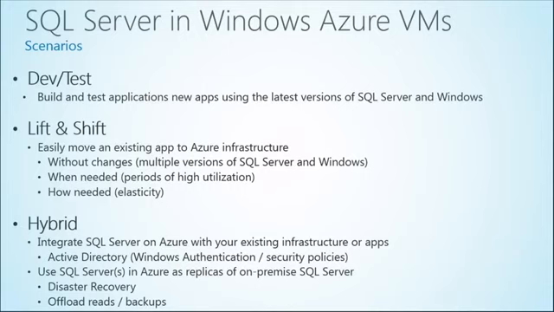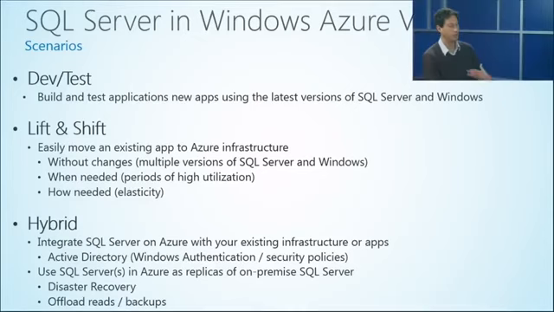Lift and shift. Customers want to move an existing application to Azure. They can do this without any changes. They can simply move the database to SQL Server in Windows Azure and continue running. Again, we support multiple versions of SQL and Windows, so whatever version you are using on-premise, you can use it there. Whenever you need it, some customers, for example, have periods when they need higher processing power or larger amounts of memory. During those periods, they can move the application to Windows Azure and run it there.